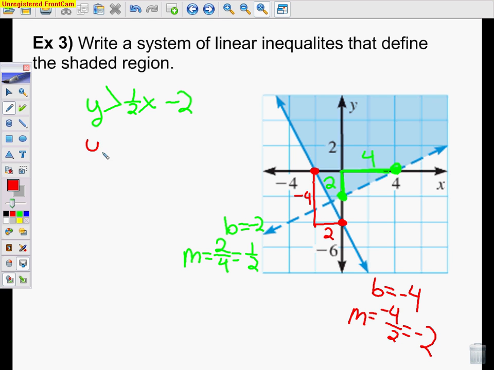So again, y, and then we have our mx plus b. This one is a solid line, so there's going to be a line under our inequality. And this one is shaded above, again. So above means greater than. So therefore, those are our 2 inequalities. That's our system of linear inequalities that represent that shaded region.